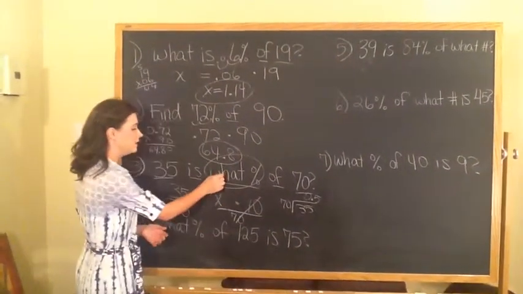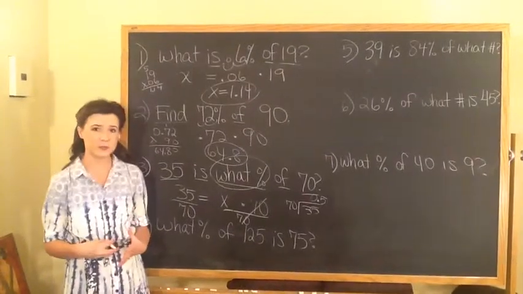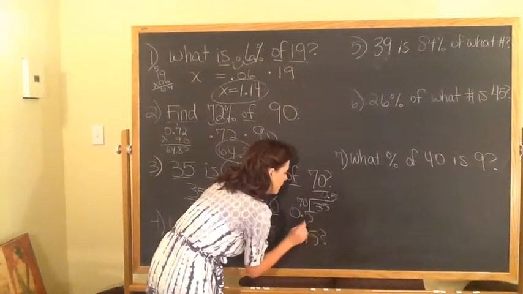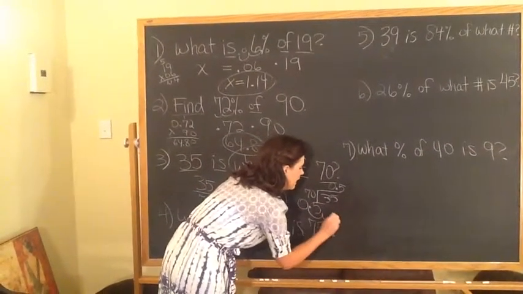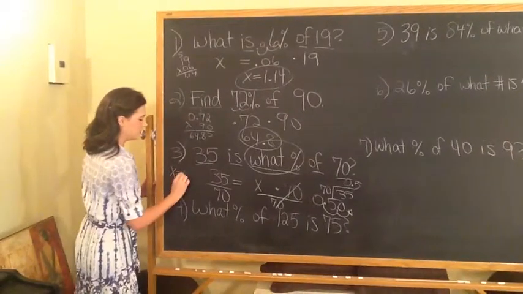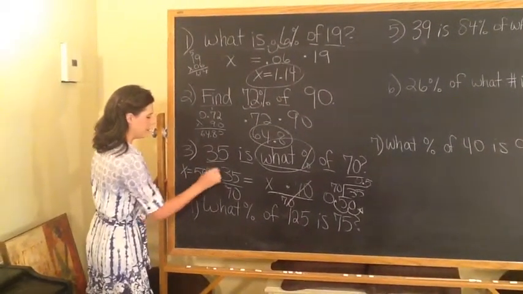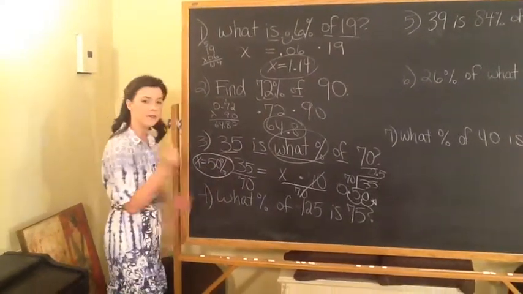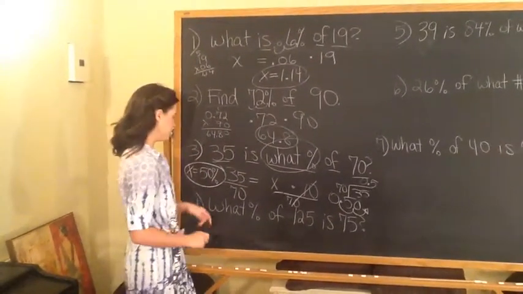But remember, I'm not done. So I'm not asking for a decimal, I'm asking for the percent. So I'm going to take that 0.5 and I'm going to move my decimal 2 places to the right, and I'm going to get 50%. So I'm going to put that over here. X equals 50%. That will be your final answer because it says what percent. I have it in percent form. Check, I'm done.